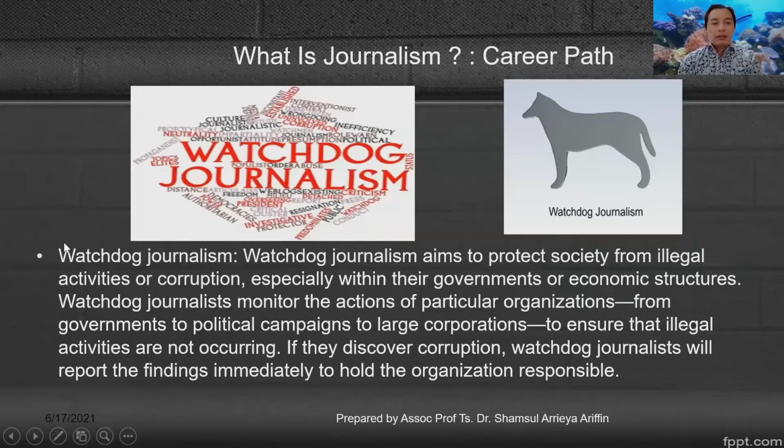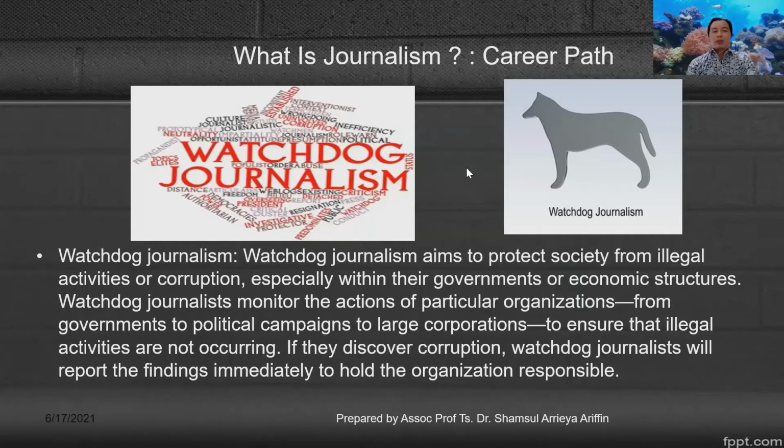Okay, so watchdog journalism is another type of journalism. Watchdog journalism aims to protect society from illegal activities and corruption, especially within governments or economic structures. Watchdog journalists monitor the actions of particular organizations, from governments to political campaigns to large corporations, to ensure that illegal activities are not occurring. If they discover corruption, watchdog journalists will report the findings immediately to hold the organization responsible.